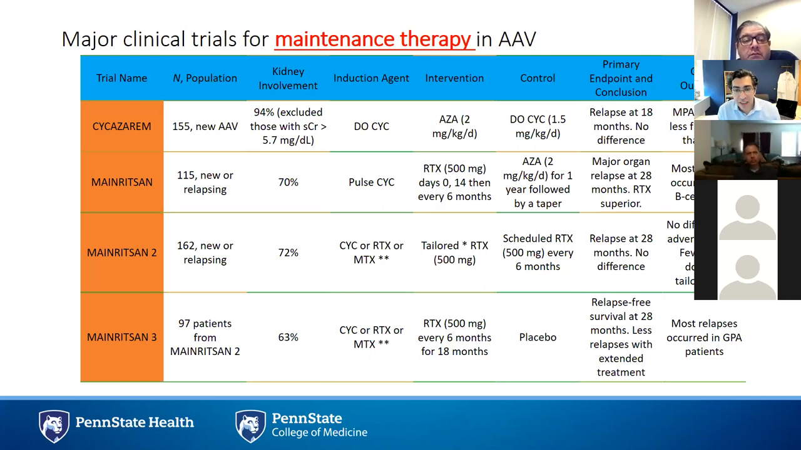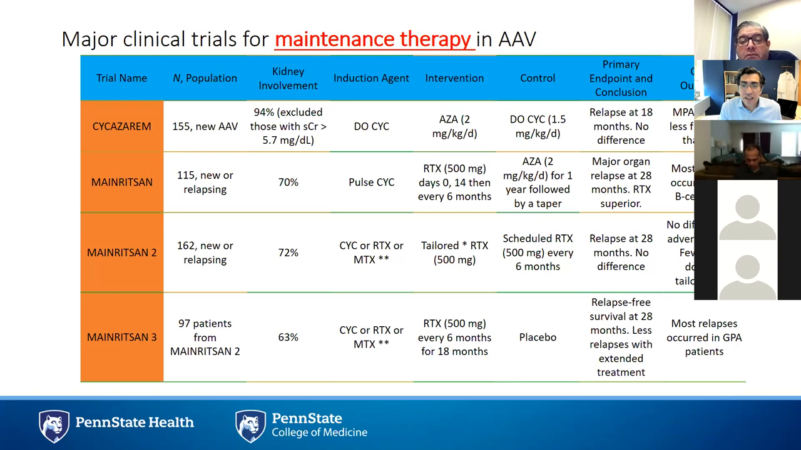They had the same induction agent. And then these patients got rituximab 500 milligram every 6 months for 18 months, versus placebo, so nothing. And then they looked at relapse-free survival at 28 months. They found that with the extended treatment, there was less relapse. And again, I think GPA was the condition which has had more relapses.